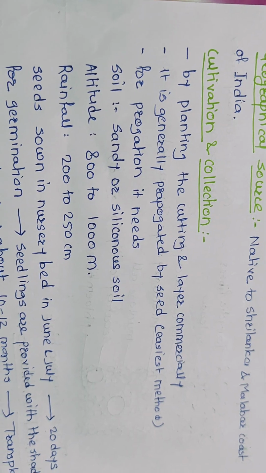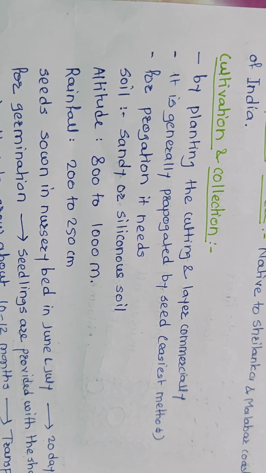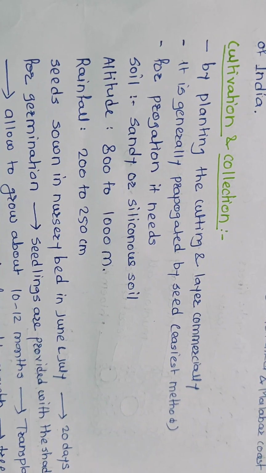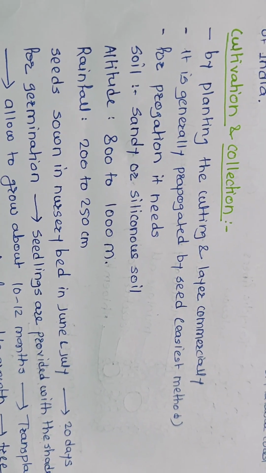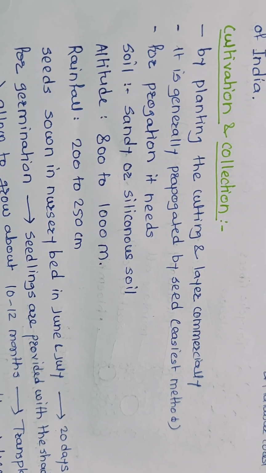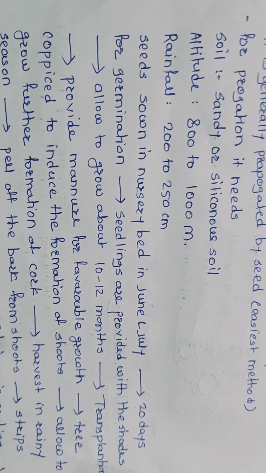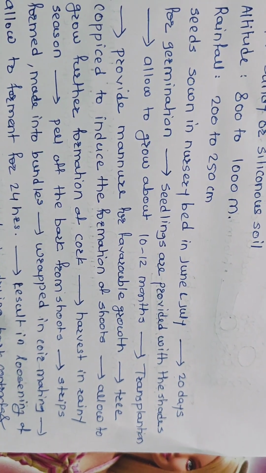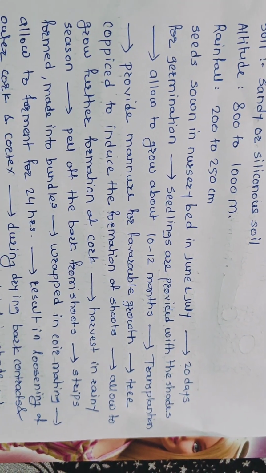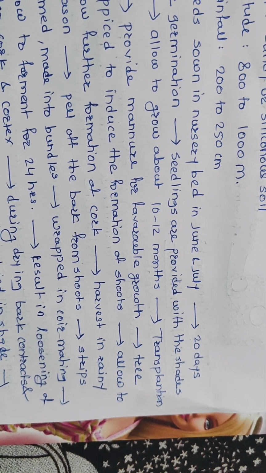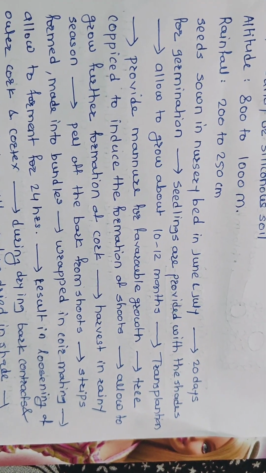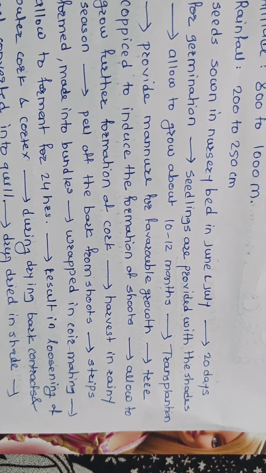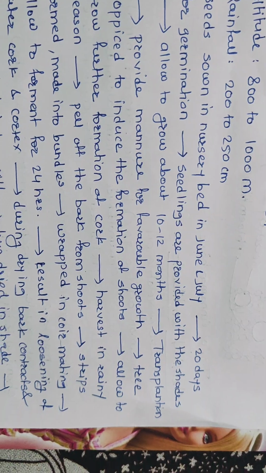Then for propagation, we need certain cultivation parameters. Soil: it requires sandy or siliceous soil. Altitude is about 800 to 1000 meters. Rainfall is 200 to 250 centimeters. Then propagation method: seeds are generally sown in nursery beds in the months of June and July. After 20 days, it bears seedlings. It is allowed to grow for about 10 to 12 months, then it is transplanted into the field. At that time, it requires proper manure, generally superphosphate, for favorable growth.